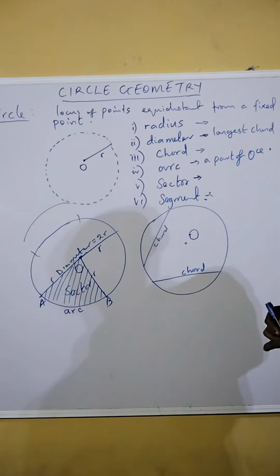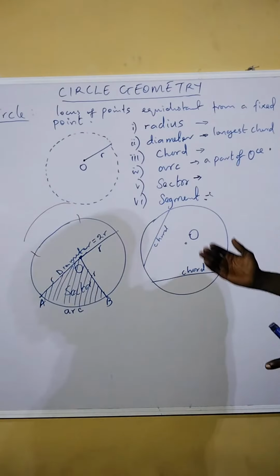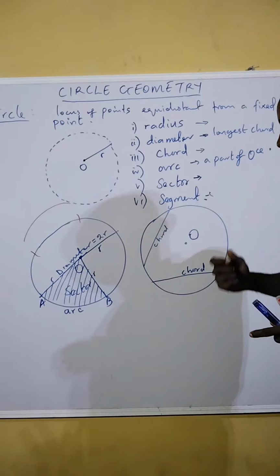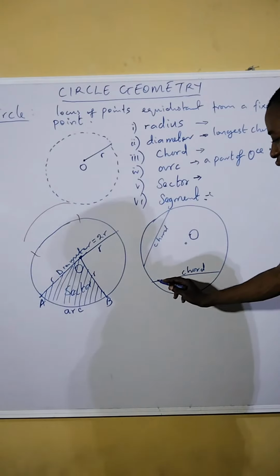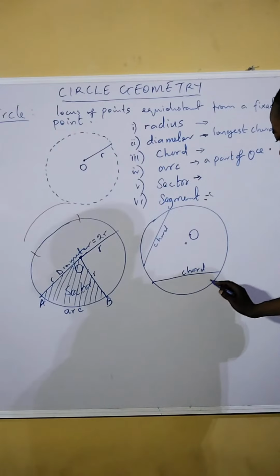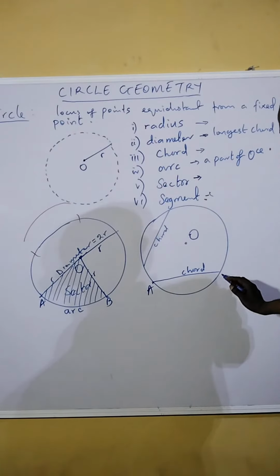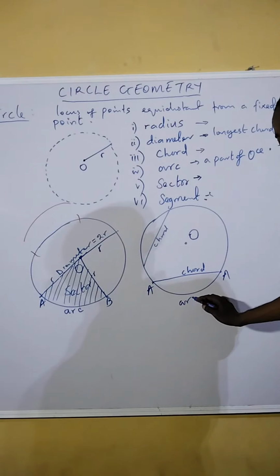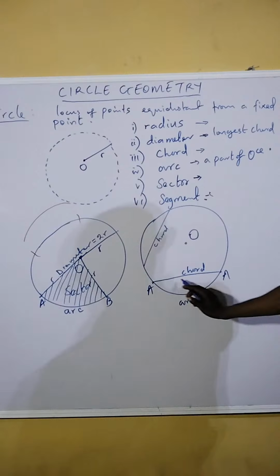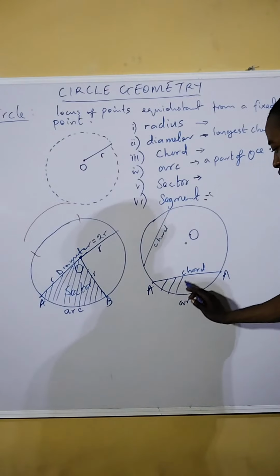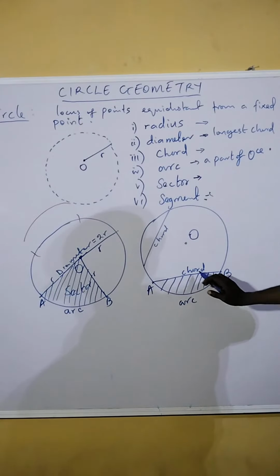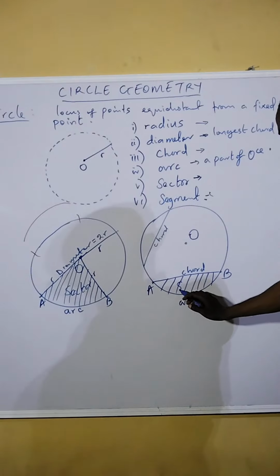Then for a segment, a segment is a region as well, but it is bounded by a chord and an arc. Let's look at it on this side. Let's label this as AB. From A to B here, we have this as the arc, and we have this as the chord. Then this region here, bounded by this chord and this arc, is what is called a segment.